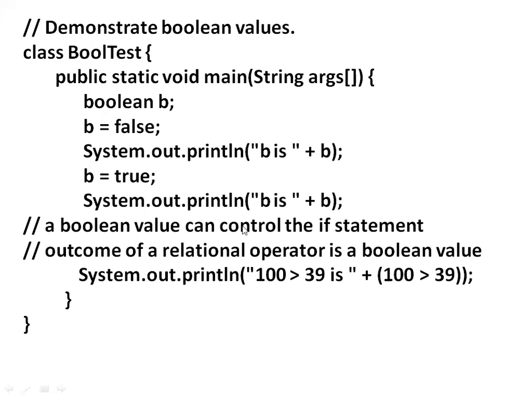Boolean values are generally used to control if statements. Sometimes in relational operations, the final result is either true or false. If you write, say, 100 greater than 39, then this is evaluated and it results in true, so it prints that 100 greater than 39 is true. For such logical values, we can use this Boolean type.